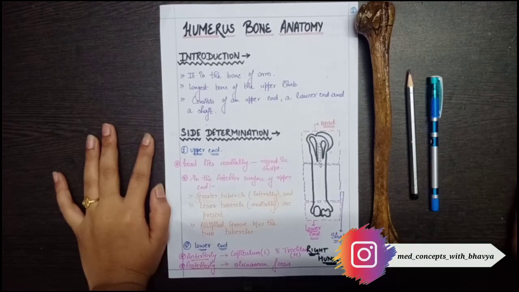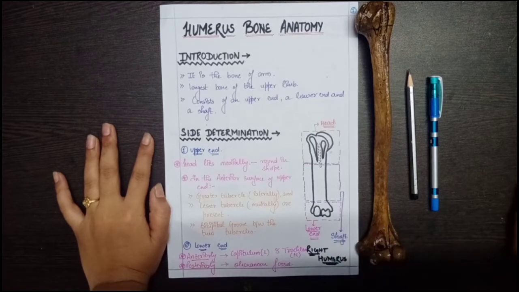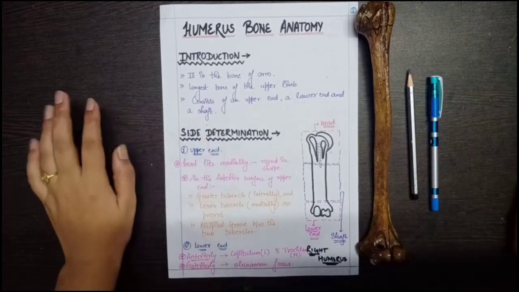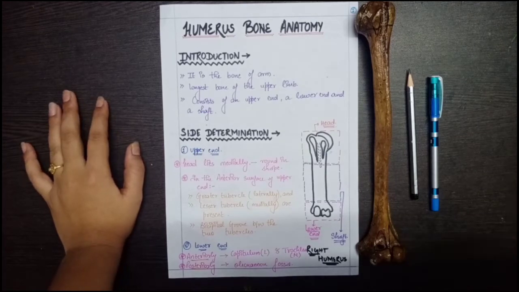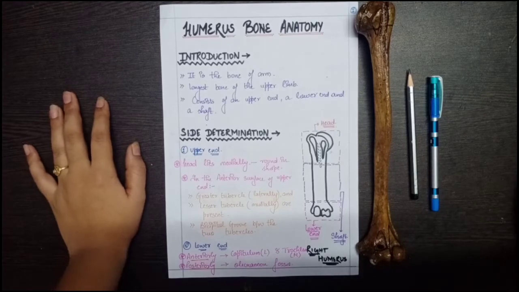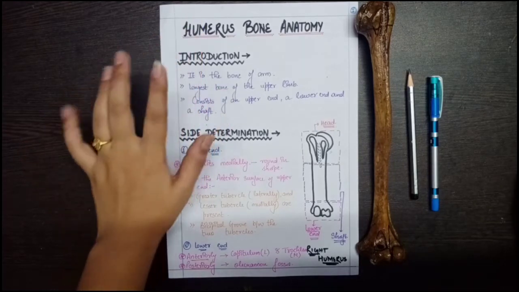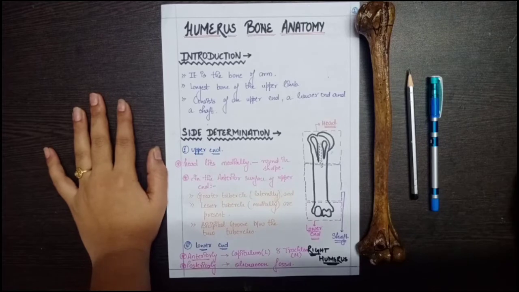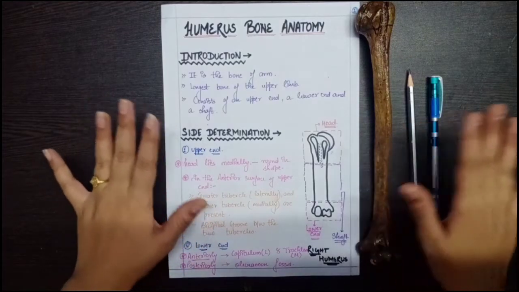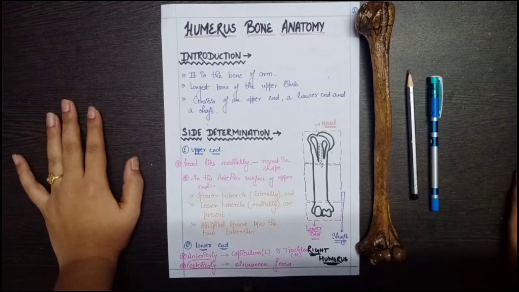Okay, so in this video we are going to study the humerus bone anatomy. We are going to mainly see the introduction of the bone, that is, in which place this bone is seen in our body and how it looks, and then we are also going to talk about the side determination, which is very important from the practical aspect of our medical college. Also, as always, this is going to be the first part of the bone anatomy of the humerus, and in the second part we will talk about the features, and then the muscle attachments and clinical anatomy.